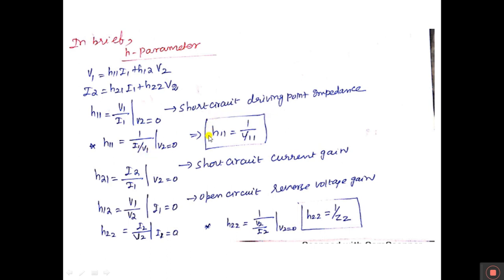Now I will get the relation between the H and Y parameters. H11 is called the short circuit driving point impedance. H21 is called the short circuit current gain. H12 is called the open circuit reverse voltage gain. Right? By making I1 equal to 0, you will get H12 and H22. And this is the relationship between H and Z, that we will discuss further in the next video, the relationship between all the parameters.